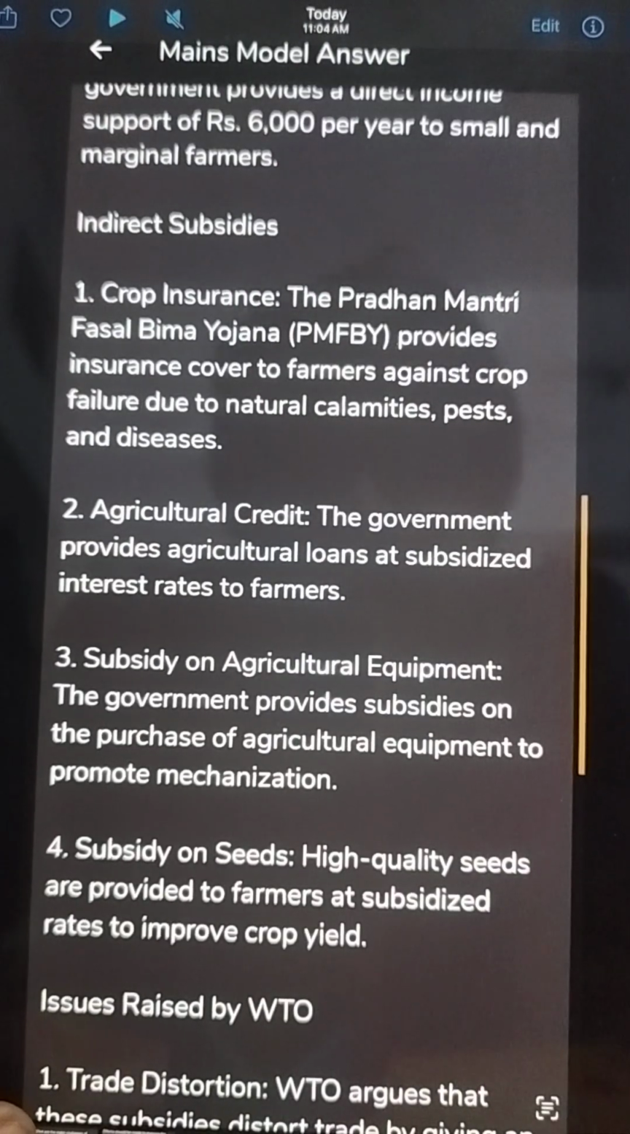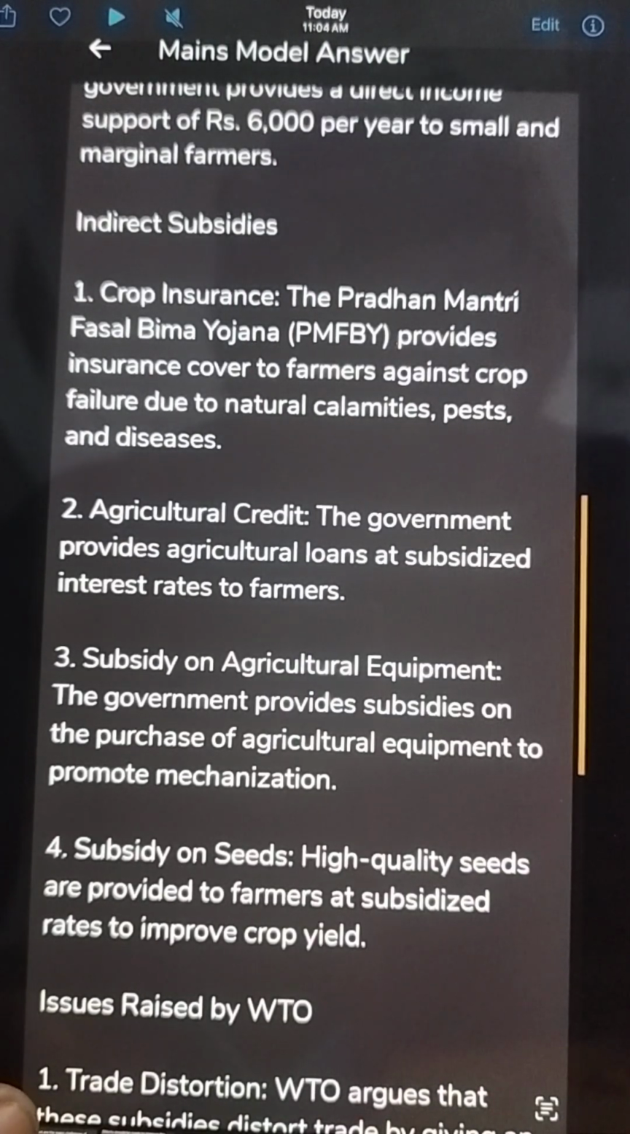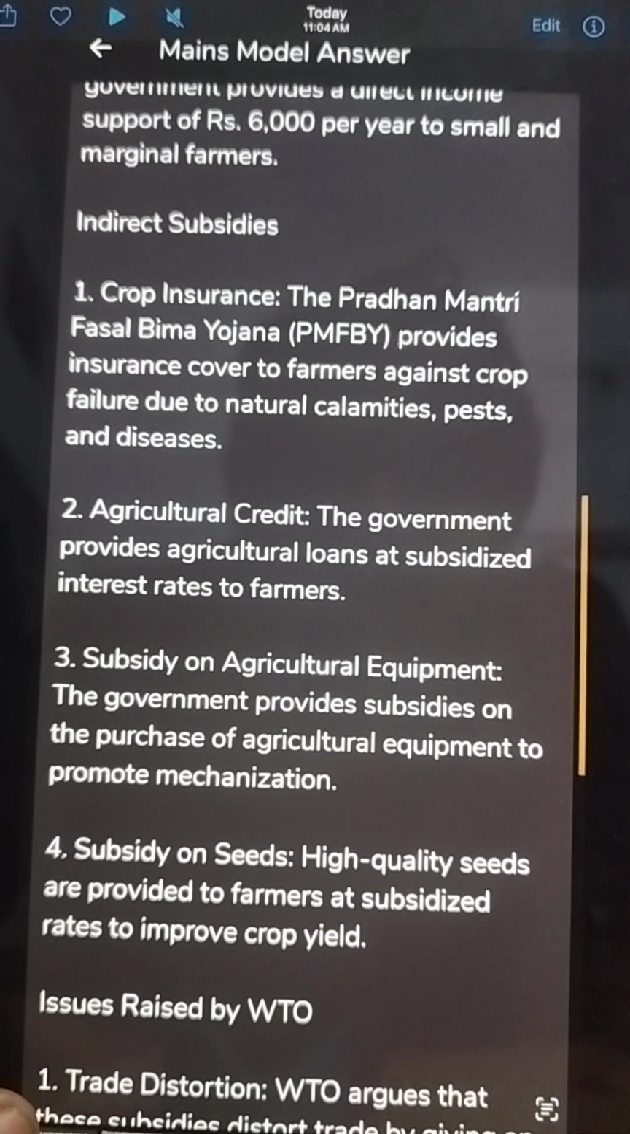Indirect subsidies include crop insurance. First, the Pradhan Mantri Fasal Bima Yojana provides insurance cover to farmers against crop failure due to natural calamities, pests and diseases. Then comes second, agriculture credit. The government provides agriculture loans at subsidized interest rates to farmers. Then comes subsidy on agricultural equipment.